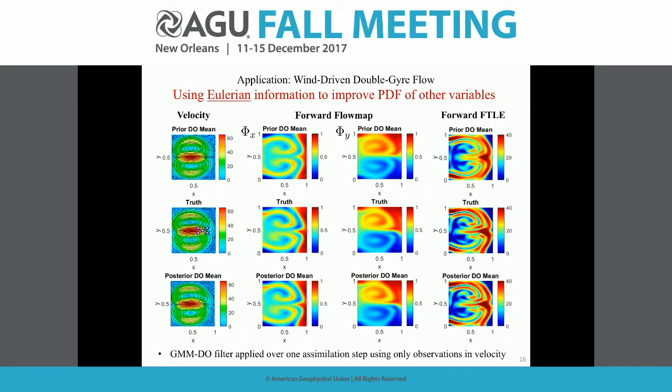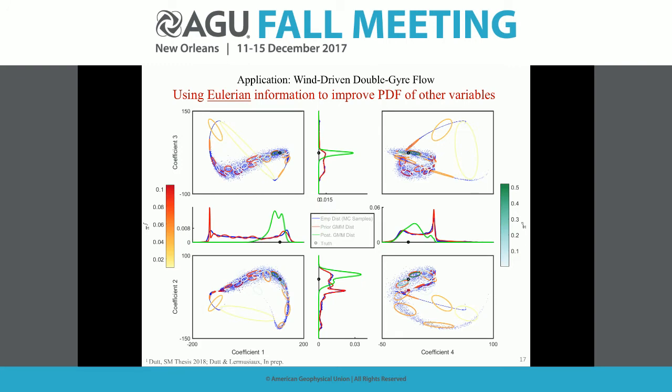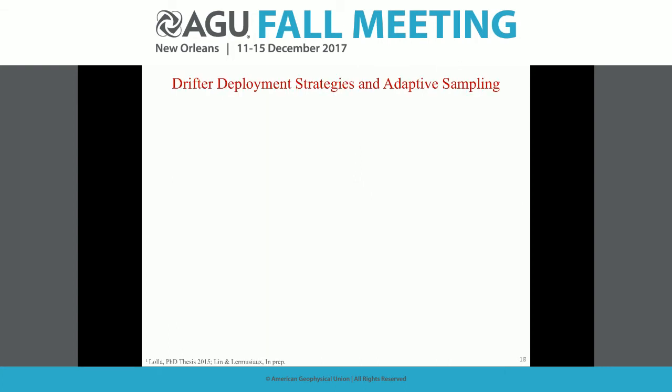And I can now even do this considering that I have observations in the Eulerian field of velocity and not observations in other variables, but at the same time improve everything else. So basically, I have now a framework for assimilating all information, Eulerian and Lagrangian variables, and improve all the other variables. And this is a pictorial representation of the fact that here also we're able to improve the GM fits.